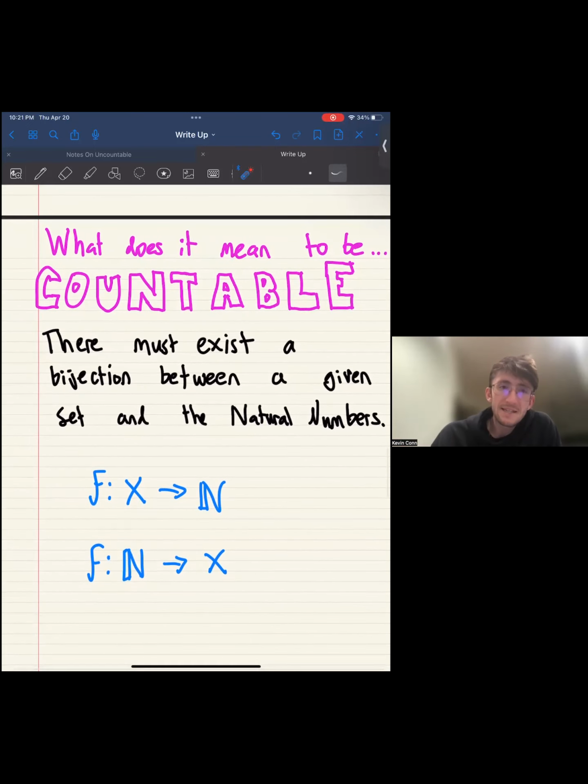So what does it mean to be countable? That means that a bijection exists between your given set and the natural numbers. And if we recall, a bijection is a function that is surjective and injective. But since I can't remember which one is surjective and injective, I remember that a bijection is one-to-one and onto. That's why we reviewed it earlier, obviously.